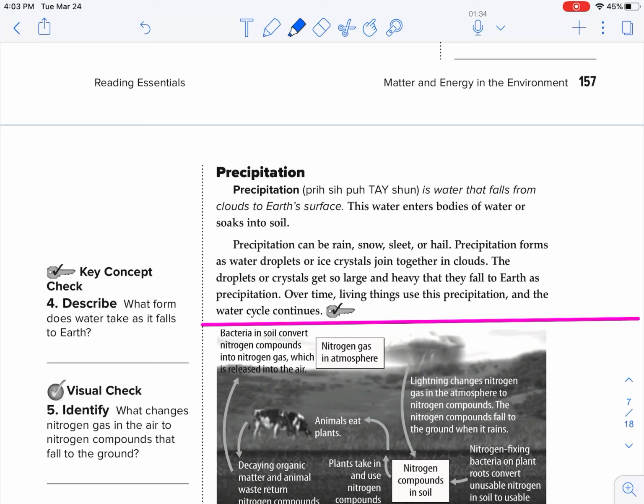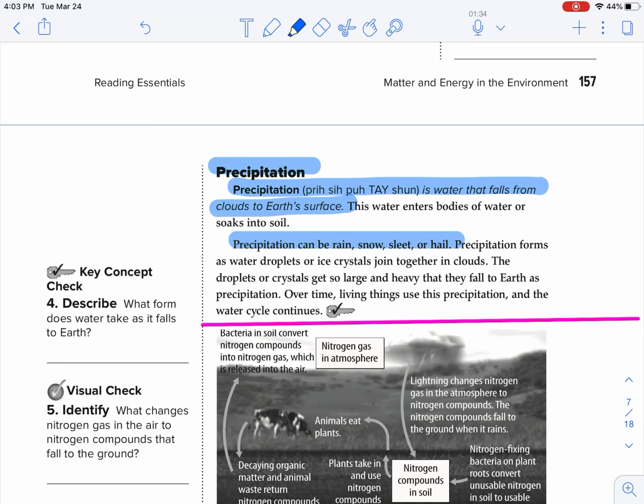Precipitation. Precipitation is the third phase. Precipitation is water that falls from clouds to Earth's surface. Let's go ahead and highlight that definition. This water enters bodies of water or soaks into the soil. Precipitation can be rain, snow, sleet, or hail.